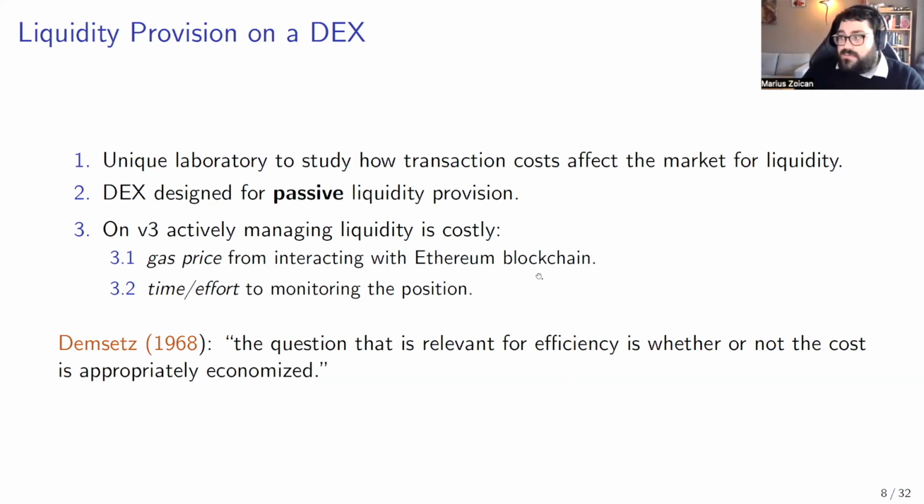First, you have the gas price for interacting with the blockchain. Second, even if you believe the gas price is going to become negligible, because there are going to be layer two solutions that make this very cheap, if you're a small retail trader, there are still significant fixed costs because you can't be online and monitor your position all the time. You might not be able to write algos to do that. So there's the time and effort to monitor the position, right? In the end, this paper is really about the cost of liquidity provision. This harks back to the beginning of microstructure, the late 60s, early 70s: whether we economize properly the costs or not, and whether the Uniswap fragmented pool structure actually makes sense, or is efficient.